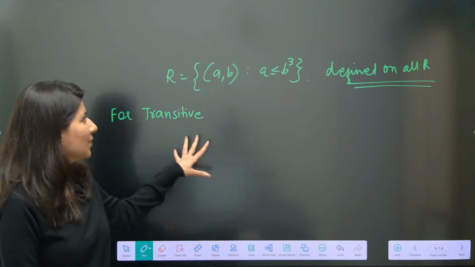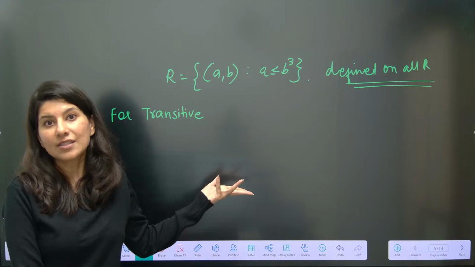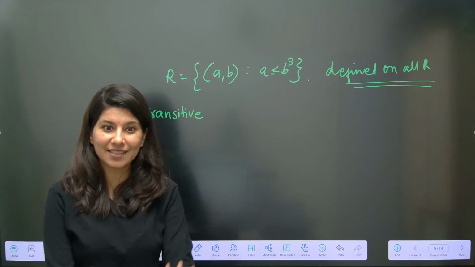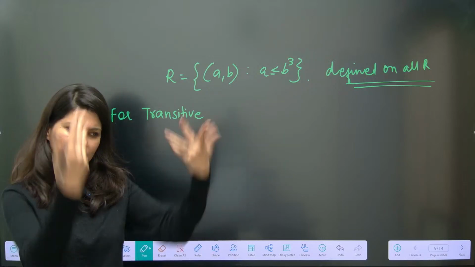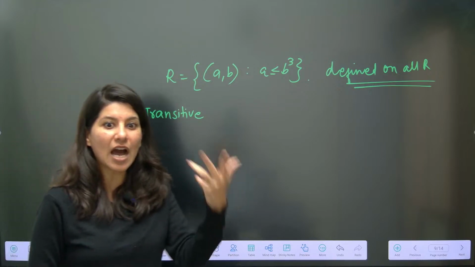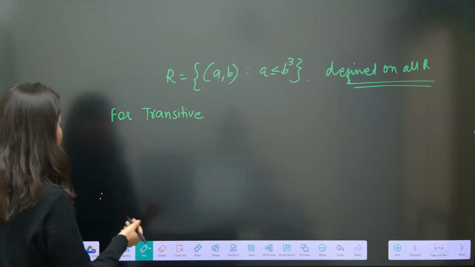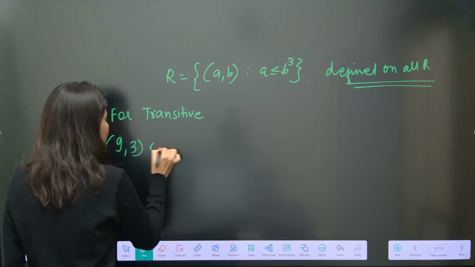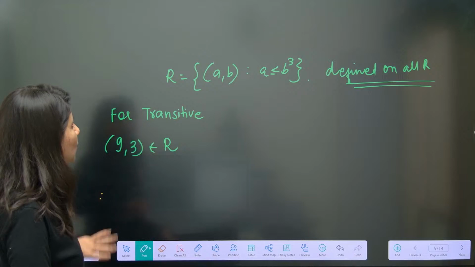Here also, proving transitive is not easy. But proving non-transitive is absolutely easy. You just have to bring one case. See, this is not satisfying, so not transitive. Are you getting my point? So just think in that direction: how to not prove it transitive. Okay, so for transitive, again, just tell me one thing. Is (9, 3) belonging to R, yes or no?